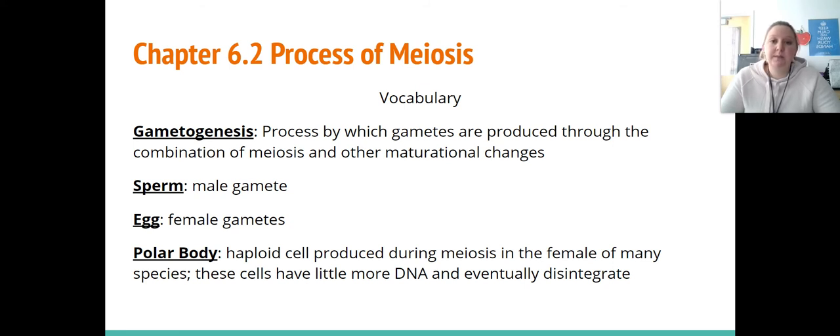Women are born with the exact number of eggs that they will need for their entire lifetime. So when a female is born, meiosis has already occurred, unlike in males that can produce sperm throughout their entire lifetime.